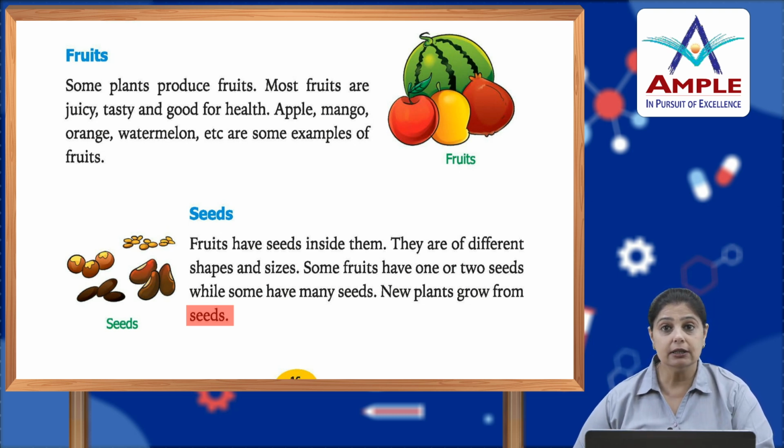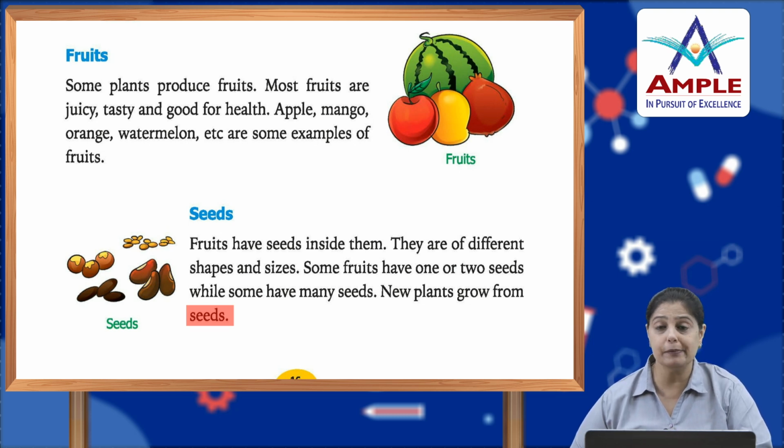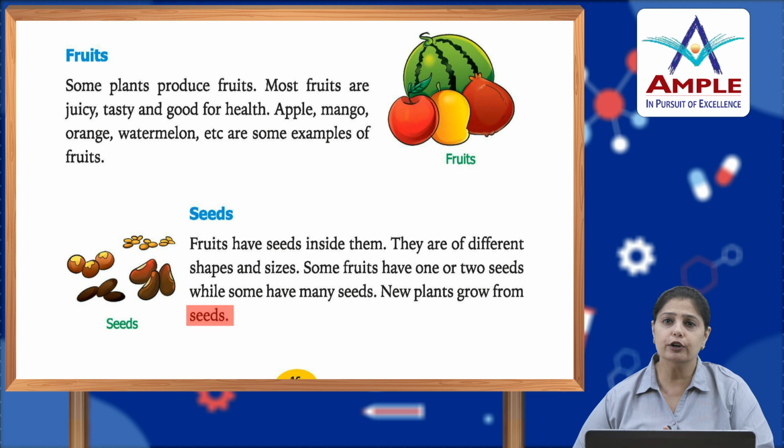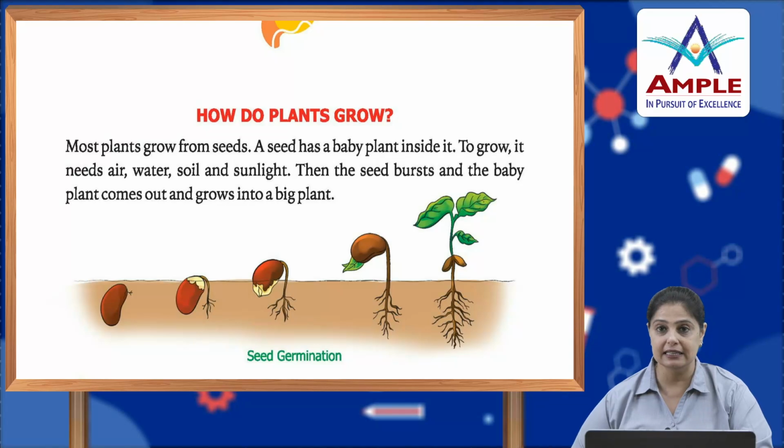Then, there are certain fruits in which you may have 2 seeds, like for example, a chiku, you can see there are 2 seeds, sometimes 2 or maybe 3. Then, if you look at the watermelon or papaya, you will see that there are many seeds in them. And these seeds help a new plant to grow. These new plants grow from seeds.